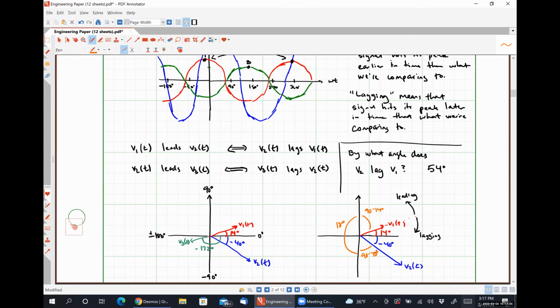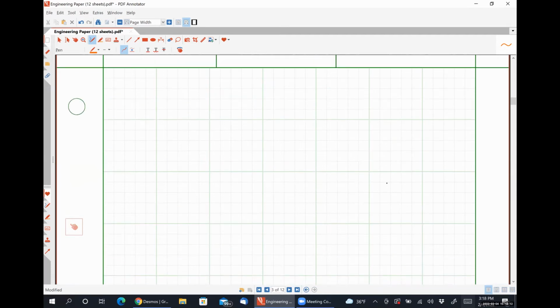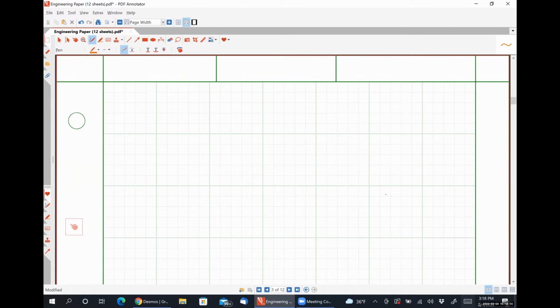180 plus 90 minus 14 plus 90 minus 40 is 306 degrees, or 360 minus the 54 degrees that we found earlier. Okay, so just to be super clear here, let's do another example using completely new numbers.